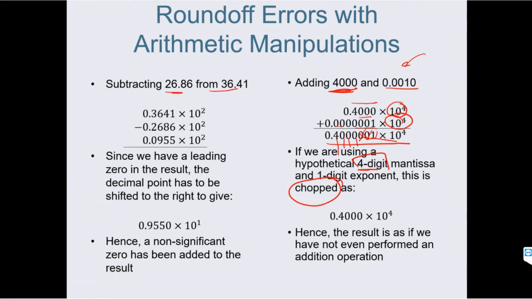Subtracting 26.86 from 36.41, of course, you end up with the result of 0.9550 because you are going to end up with 0.0955. You cannot have it like this. You have to have a number there. And once you do that, then it moves everything to the left. It adds a 0 here. And you find now that you have an extra 0 added to the result, which was not supposed to be.